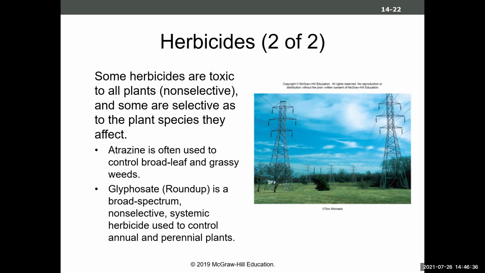And just like with the other pesticides, some herbicides, depending on the type, are toxic to all plants, so they're non-selective. And some are selective. Again, it just depends on which one you're using. So atrazine is often used to control, say, grassy weeds and broadleaf weeds, and then you have glyphosate, which is basically Roundup, and it's a non-selective herbicide that you can use to control a lot of different annual and perennial plants.